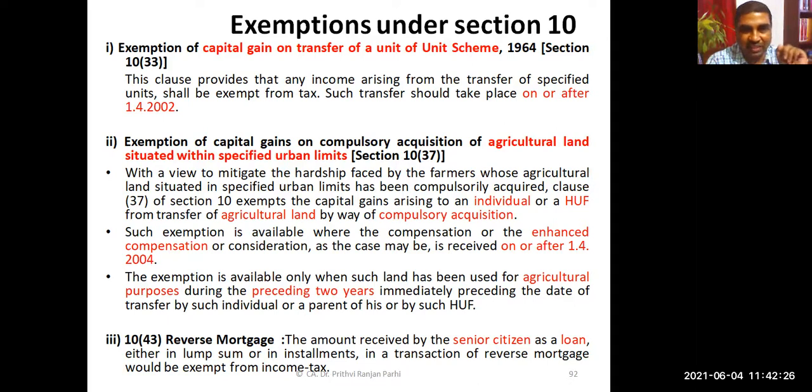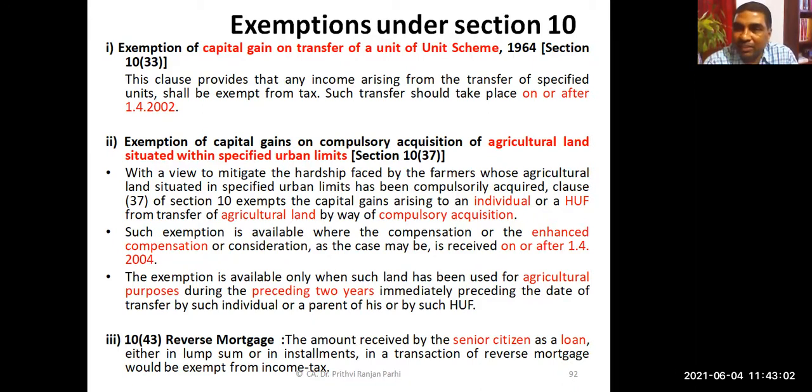The second exemption is the exemption of capital gain on compulsory acquisition of agricultural land situated in a specified urban limit. Normally, rural agricultural land is not a capital asset. We know that it depends upon the distance between the nearest municipality and that land. Somewhere it is 2 kilometers, somewhere 6 kilometers, somewhere 8 kilometers, depending upon the population of the municipality. Rural agricultural land is not a capital asset.